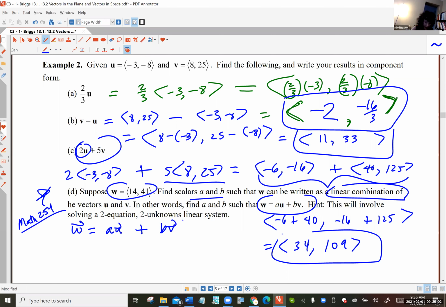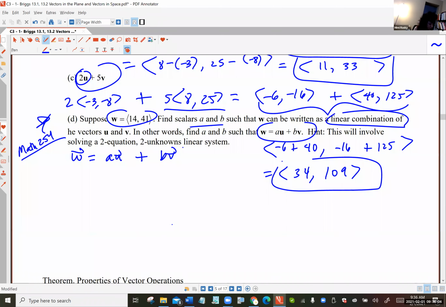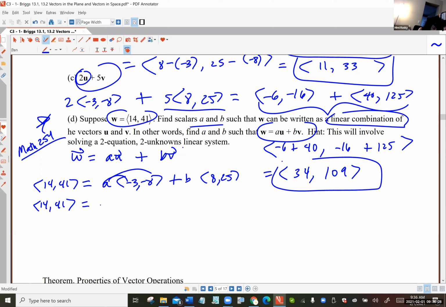That's the goal. And it's a little bit involved because you're basically saying that this vector 14, 41 needs to be written as a scalar A times -3, -8, plus some other scalar B that's unknown, times 8, 25. I'm doing this in super slow motion to make a point because you'll see in a moment why. When I distribute the scalar for the first vector, and then distribute the other scalar B, I get 8B, 25B.